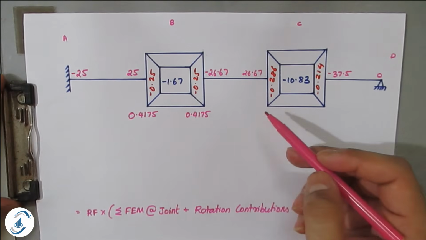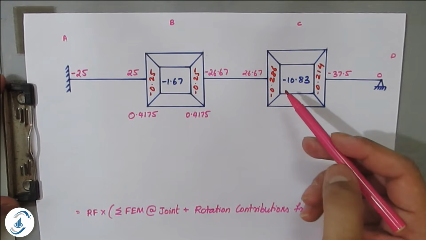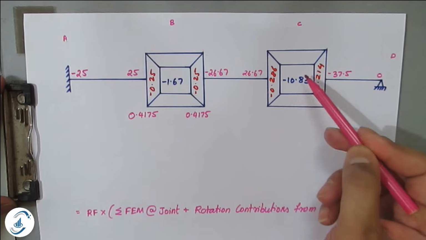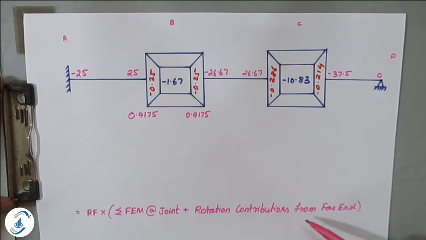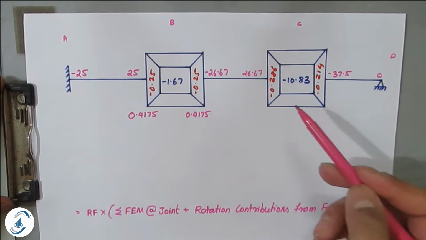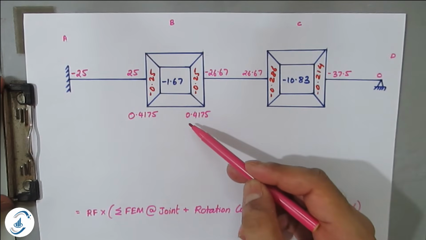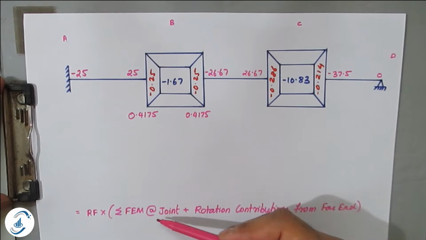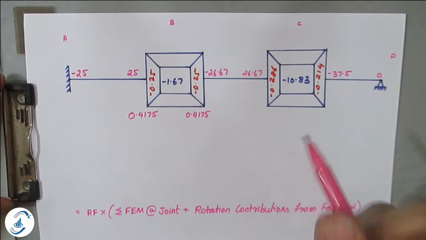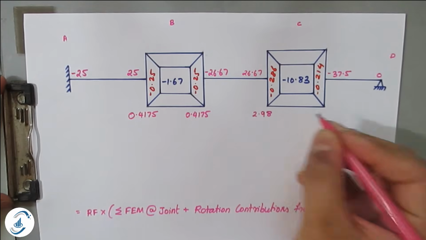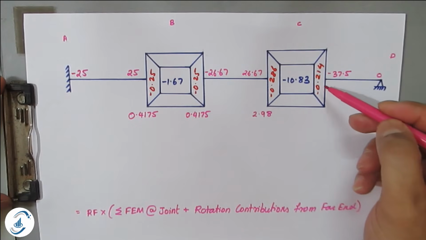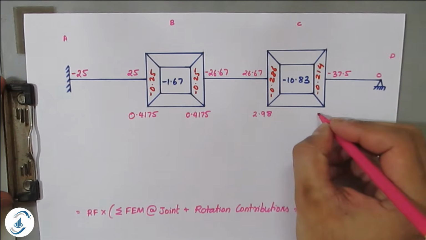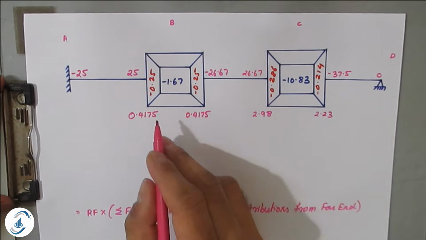So now similarly you have to calculate the contribution at C joint. The rotation factor is minus 0.286 into summation of fixed end moment at joint, so this is minus 10.83, plus rotation contribution from far end. The far end is here D and one more is B. So far end contribution is plus 0.4175. Therefore minus 0.286 into minus 10.83 plus 0.4175, you will get here 2.98. Similarly, minus 0.214 into minus 10.83 plus 0.4175, so you will get here 2.23. So this completes your first iteration values.